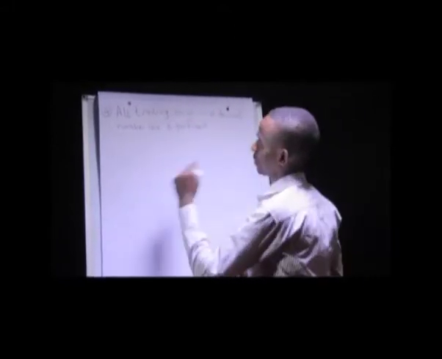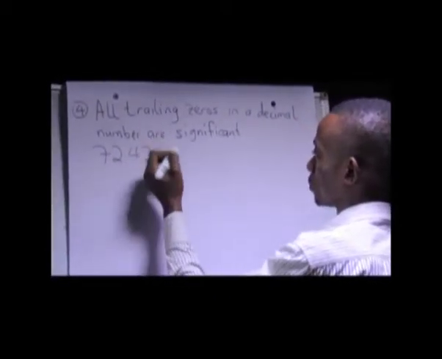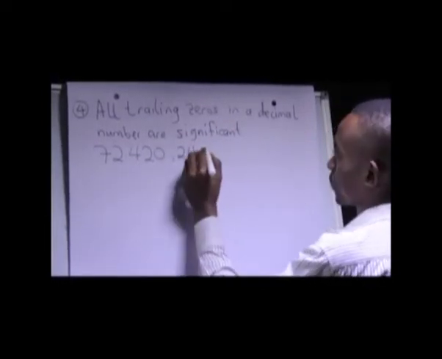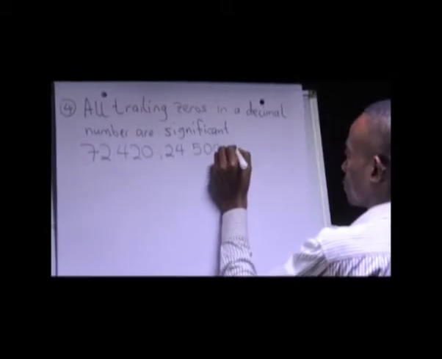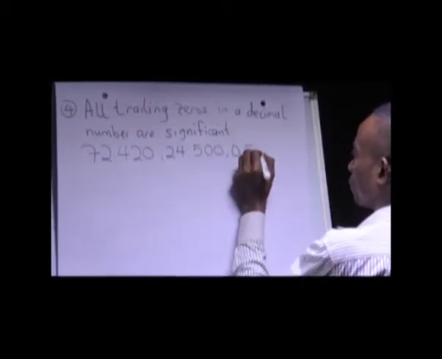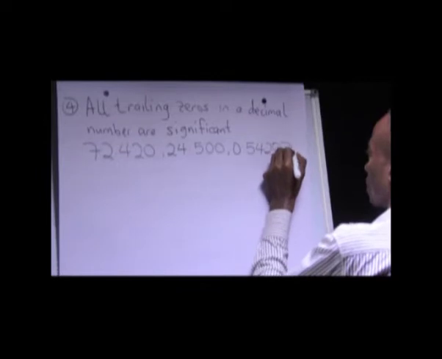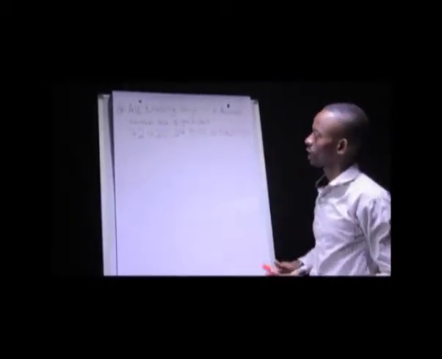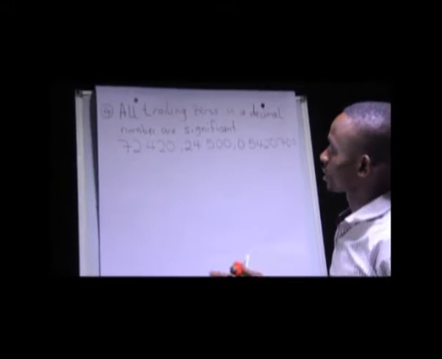So for example, we can have numbers such as 72.420, and I also have 24.500, then I also have 0.5420700. And I'm required to find how many significant figures there are in these three numbers. So I'm going to start with the first one, 72.420. How many significant figures do we have?